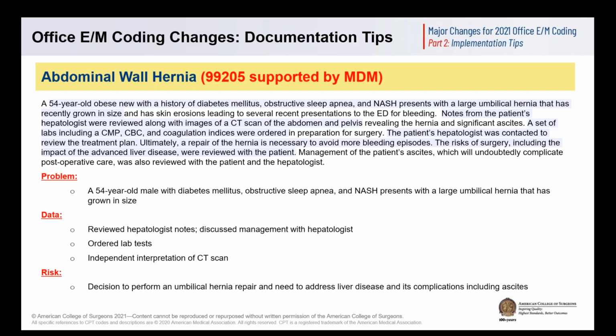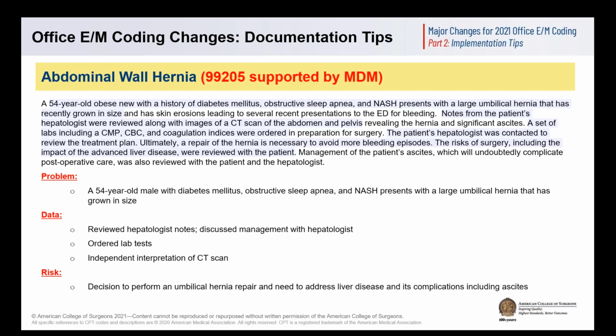The patient has a hepatologist, and the surgeon is seeing the patient now in their office. And the surgeon has read the hepatology notes and has also evaluated a CT scan images and performed an independent interpretation of those images. The surgeon feels that this patient may require surgery, and the patient also is noted to have a fairly significant amount of ascites within the abdomen.